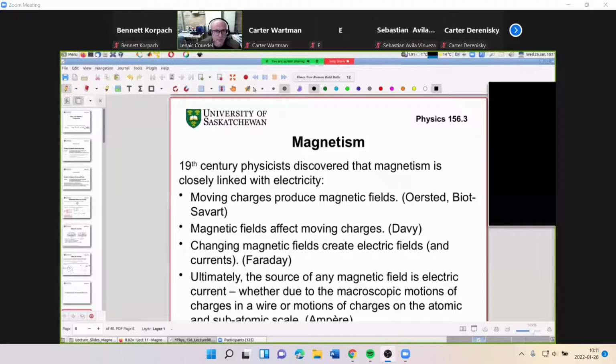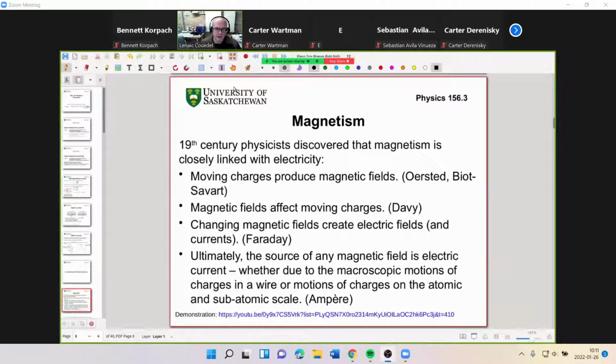All right, so what you've just seen here is basically a demonstration by Professor Lewin at MIT, where by drawing a very large amount of current in a wire, you actually create a magnetic field. So this was a huge discovery in the 19th century. You can actually create magnetic fields just by flowing current.